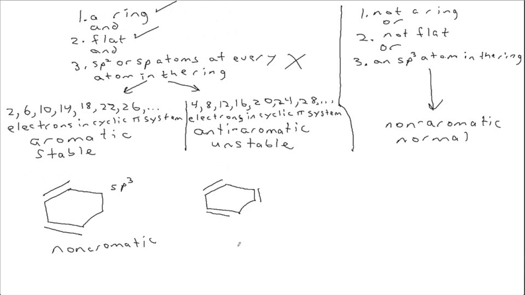Okay, so let's try this. This is a ring. We're always going to assume the rings are flat. There is an sp2 atom at every atom in the ring. And how many pi electrons are there in this molecule? 6. So it looks to me like it would fall in which category? This is aromatic. Because 6 is in this list.